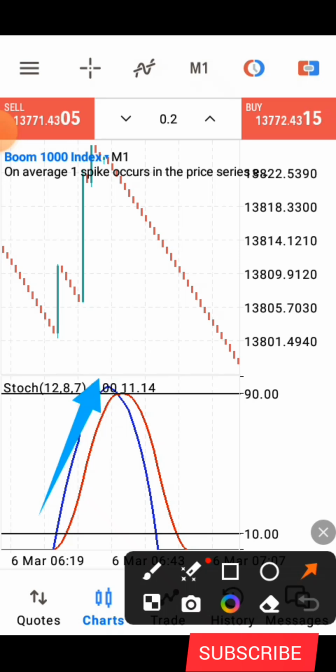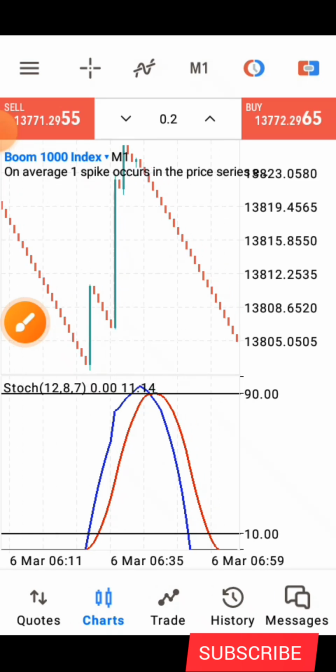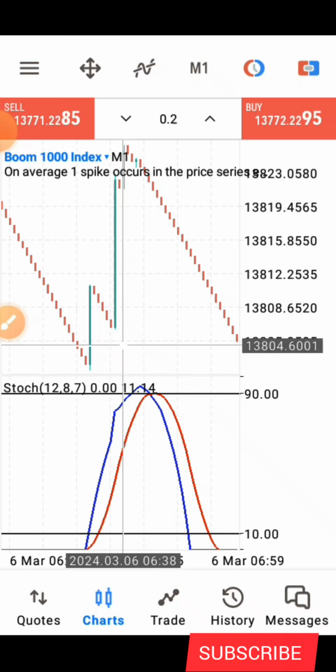Condition number two is to wait for a crossing. Whenever the blue crosses below the red, you are to go in for 5 candles. With this strategy you can get 10 candles, but it's safer with 5. But if you have an account size of $100, you can take 10 candles with this strategy.